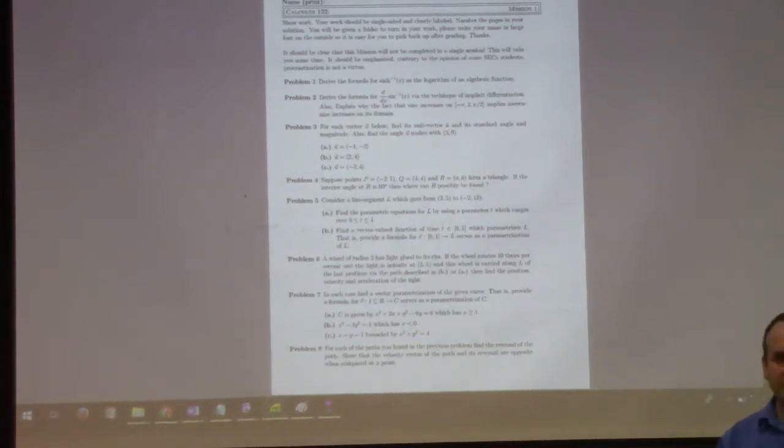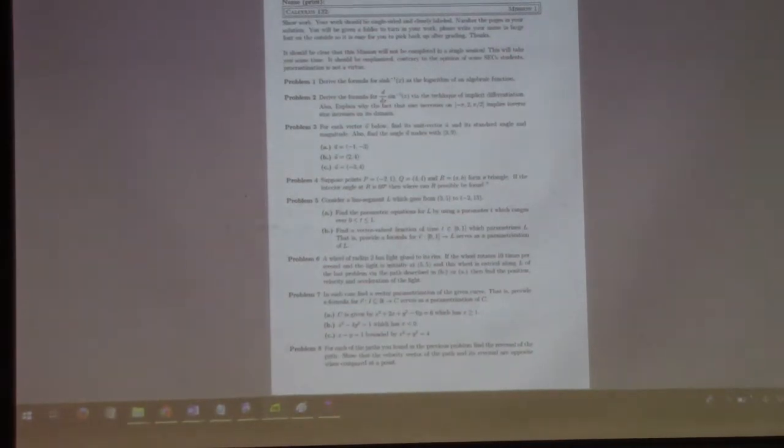It would be helpful if you boxed the answer in a different color. That wouldn't be bad. Not required, but I do want you to, if it's a problem that has an answer, right? Some problems are like derive something, then the whole thing is the answer. I mean, the whole thing is always the answer, but sometimes there's an answer to be boxed. If there is, then box it.